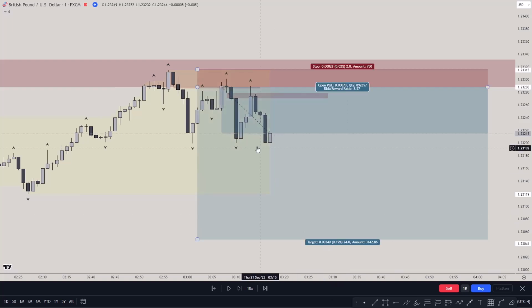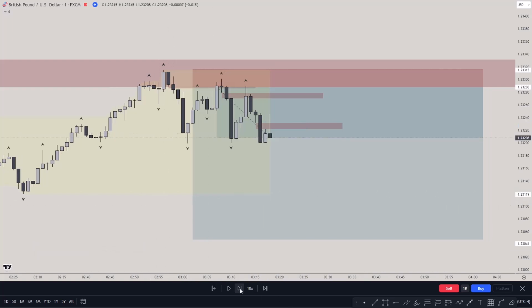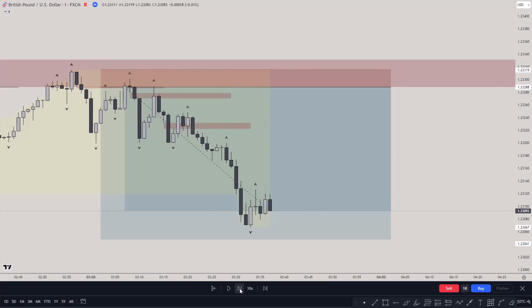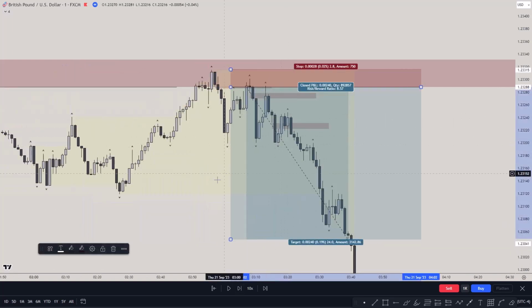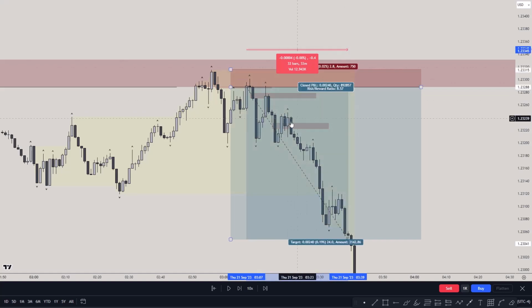And then we have a third fair value gap right here. So this one also should be respected in one way or another, and price goes lower. So there you go, and take profit. That's at 8.5, and you were in the trade for about, let's see, from here. So from here to here, that's only 32 minutes, and you're getting 8R.